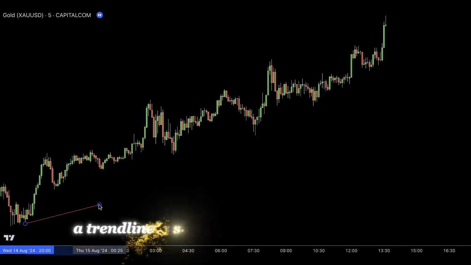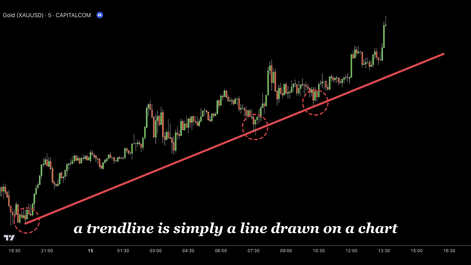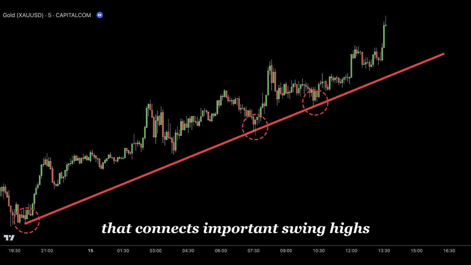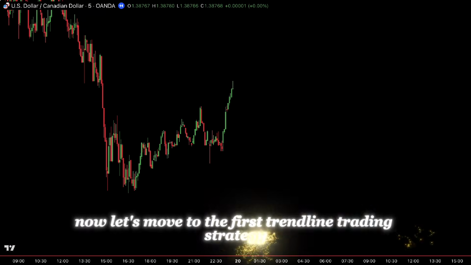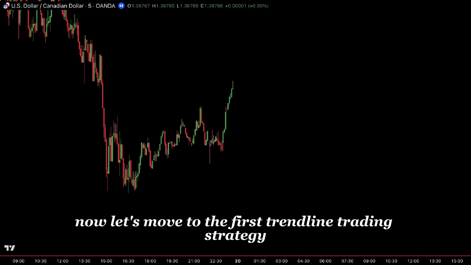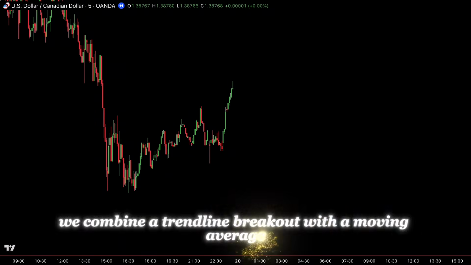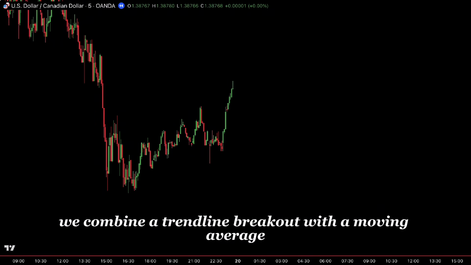Let's get started. A trend line is simply a line drawn on a chart that connects important swing highs or swing lows and helps identify the direction of the market. Now let's move to the first trend line trading strategy. In this strategy, we combine a trend line breakout with a moving average crossover.